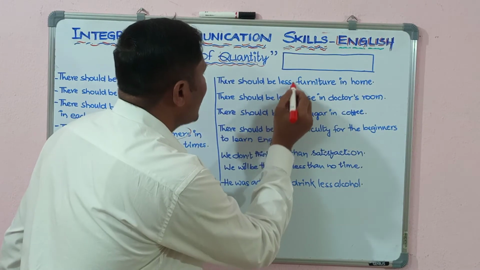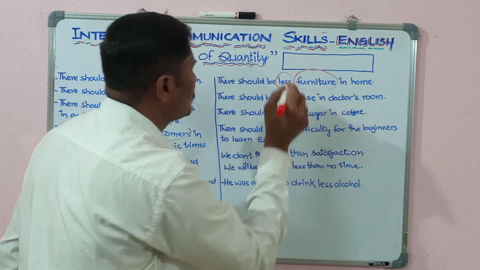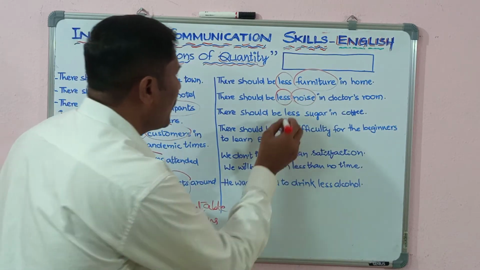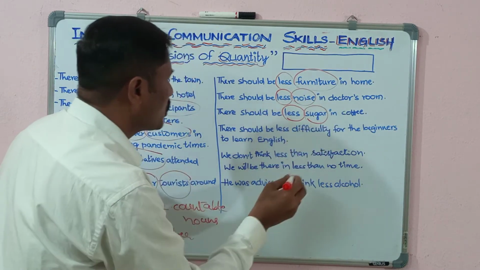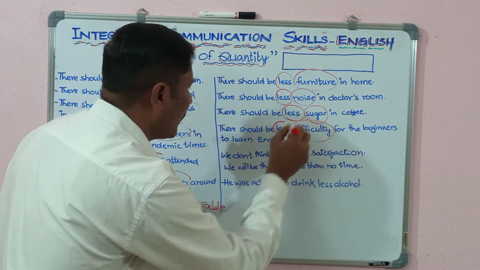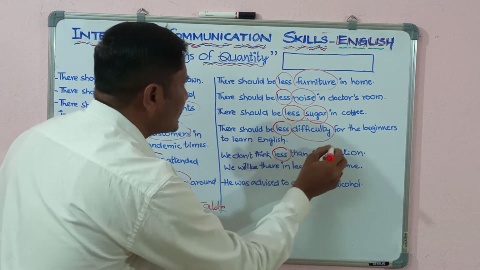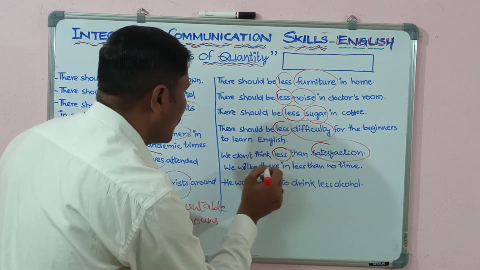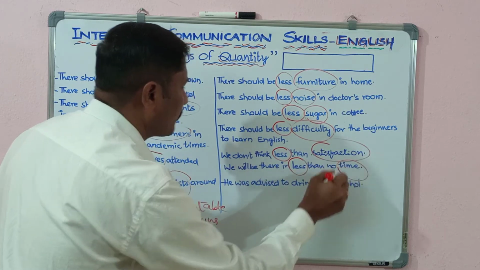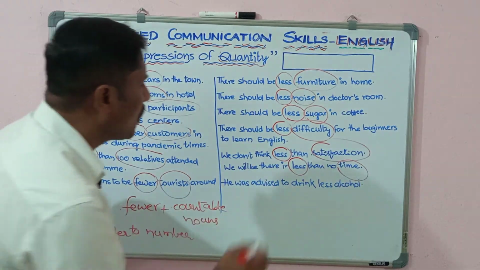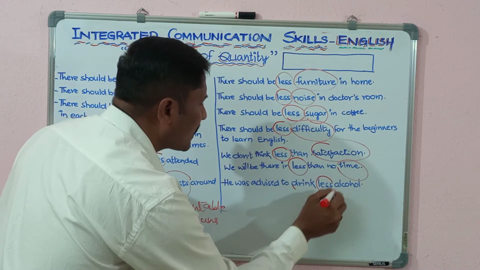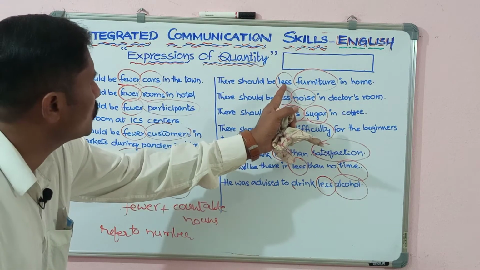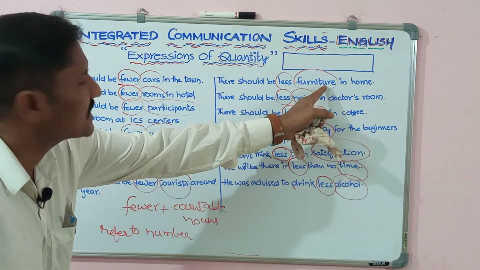There should be less furniture. Next one. There should be less noise. There should be less sugar. There should be less difficulty. There should be less than satisfaction. We will be there in less than no time. He was advised to drink less alcohol. Then observe how less is used with uncountable nouns.